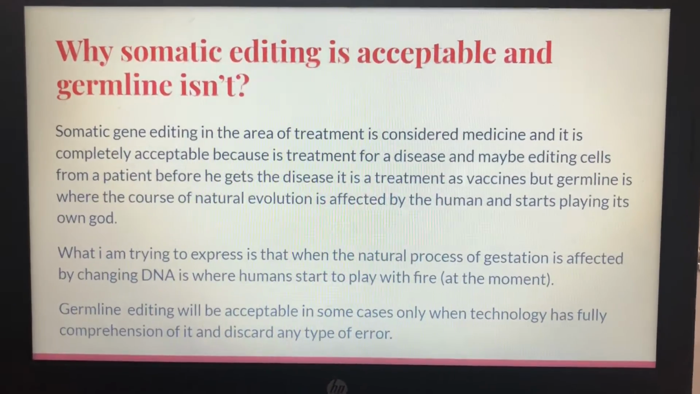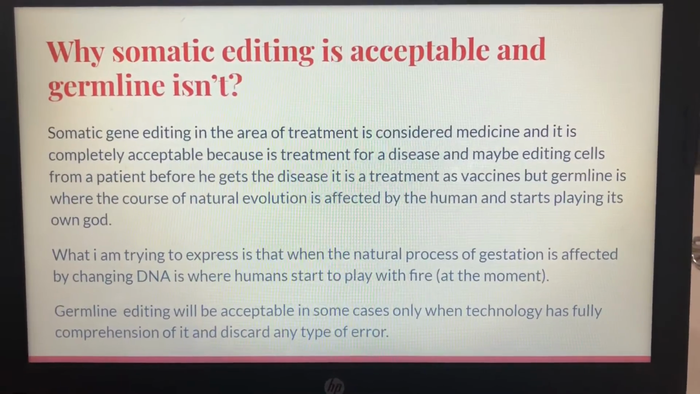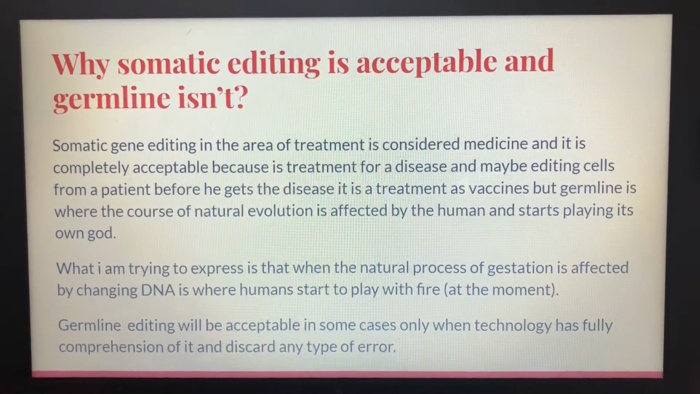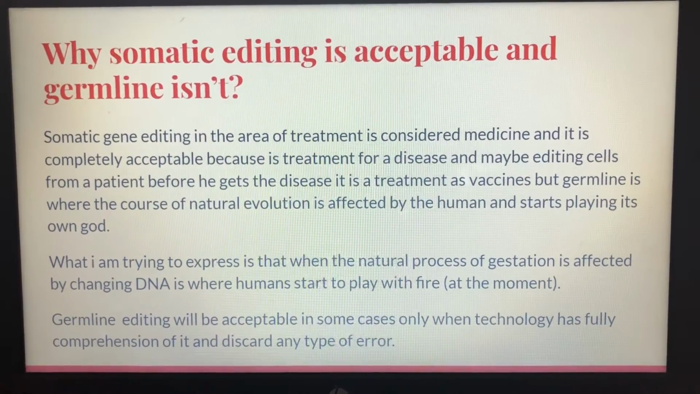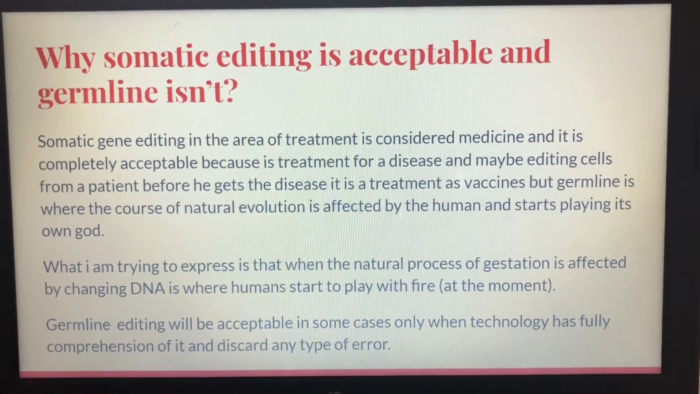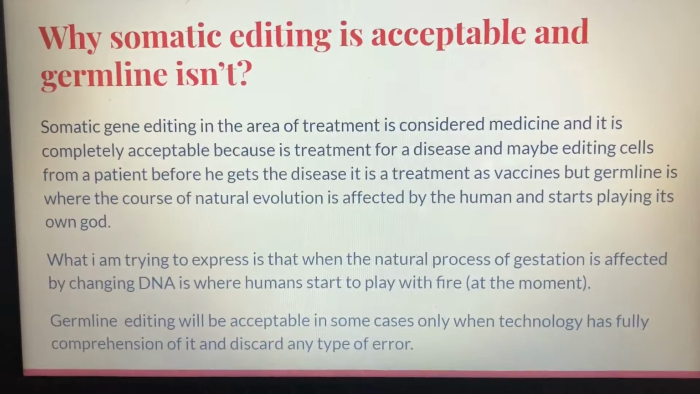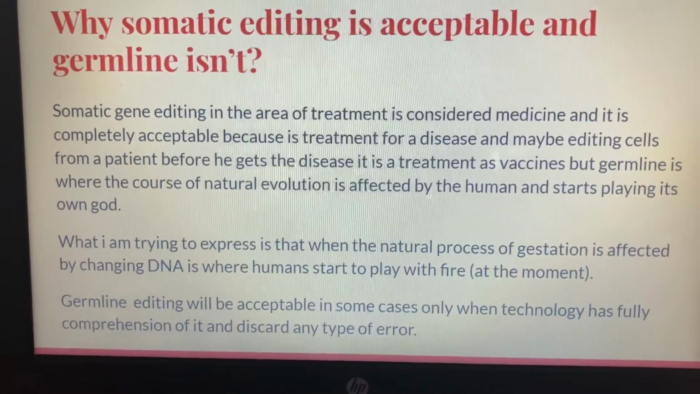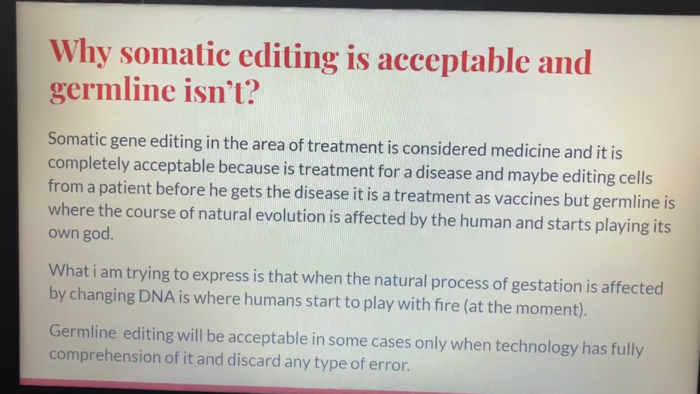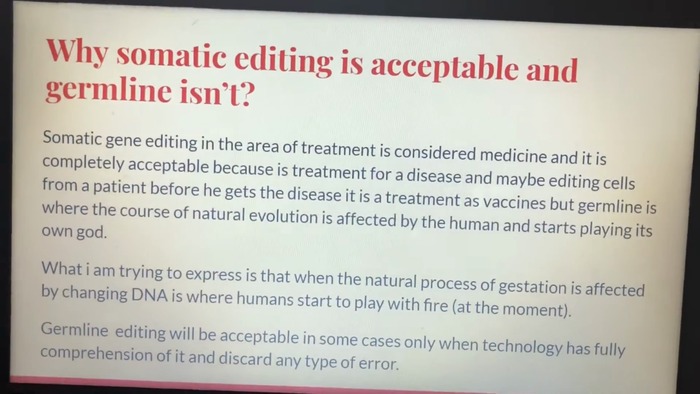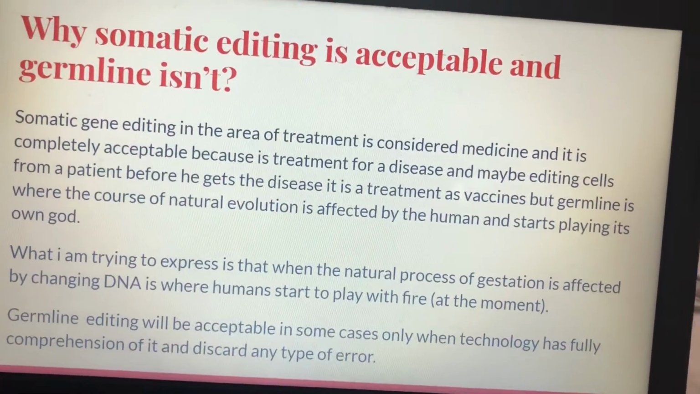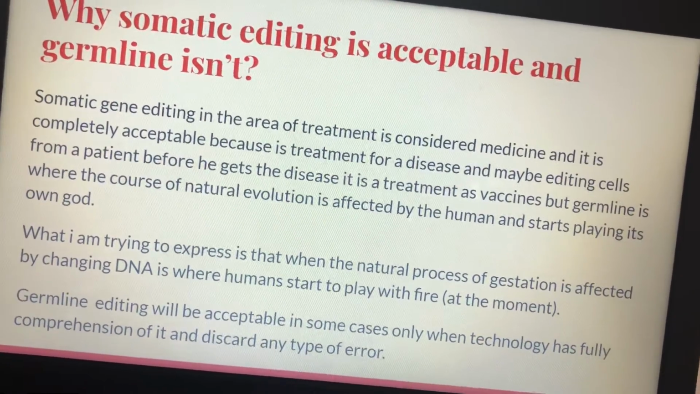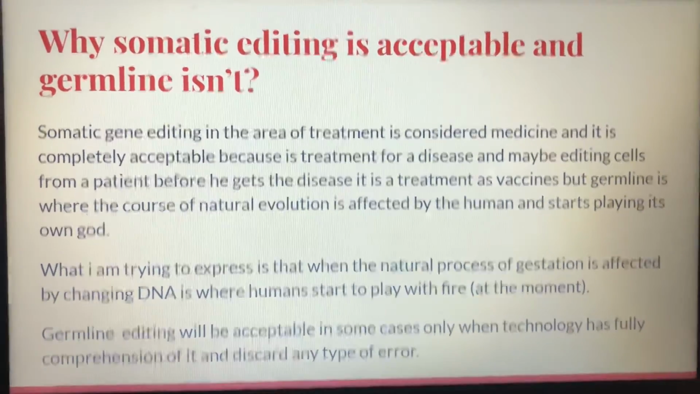I'm strongly opposed to that, because of the possible risks, since many of them may be catastrophic. Germline editing will be acceptable in some cases, only when technology has full comprehension of it and it discards any type of error. That's what I mean. I don't know. Maybe if we start editing babies right now, evolution can catch us in some way. I can't imagine what, but evolution can screw us.